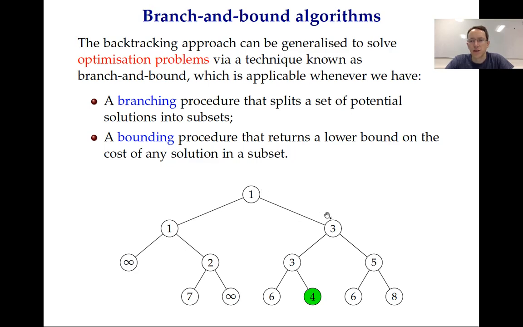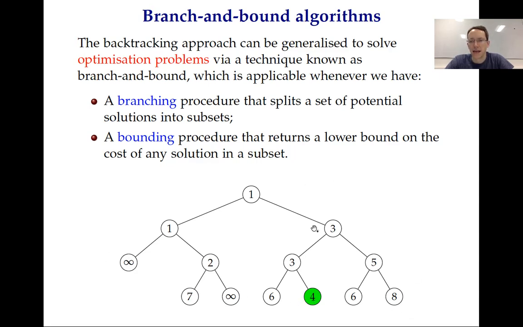And then as we go down the tree, this lower bound increases. Right at the bottom, the leaves of this tree are the actual solutions. Some of these are not real solutions, they're not valid, so they have cost infinity. Others have an integer cost here. And what we're looking for is the solution that has the minimal cost. So here, 4 is the solution with the minimal cost.